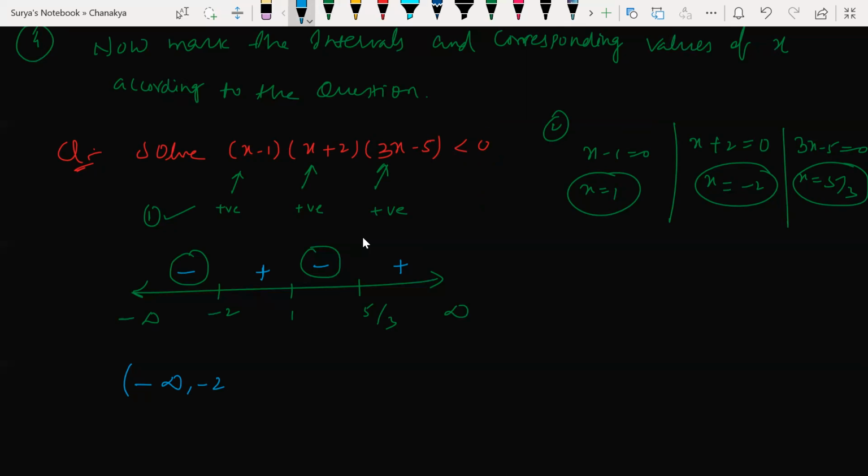If I include minus 2, everything becomes 0. So 0 can't be less than 0. So we can't include that. Minus 2 can't be included.